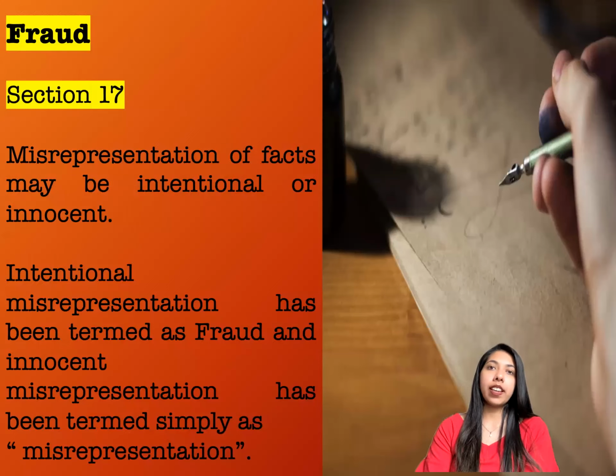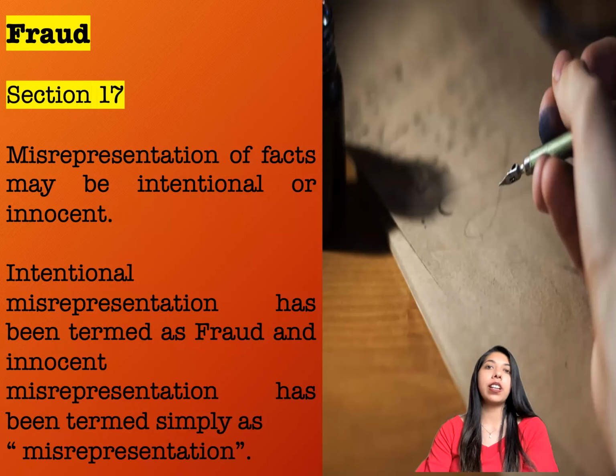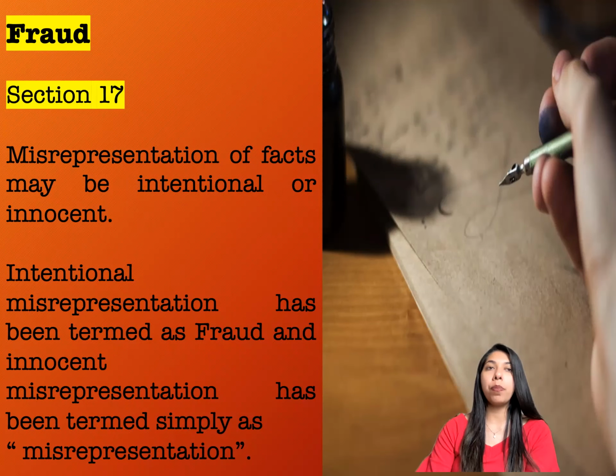So we discussed the essentials of fraud. Now look into the screen and try to understand. By virtue of section 17, misrepresentation of facts may be intentional or innocent. One person is misrepresenting the fact, and it can be intentional or it can be innocent in nature. And intentional misrepresentation has been termed as fraud. That means I have a mental intention to cheat on you, and I'm misrepresenting a fact, that will fall under fraud. But if I'm making an innocent misrepresentation, that means I have no plans to cheat on you.